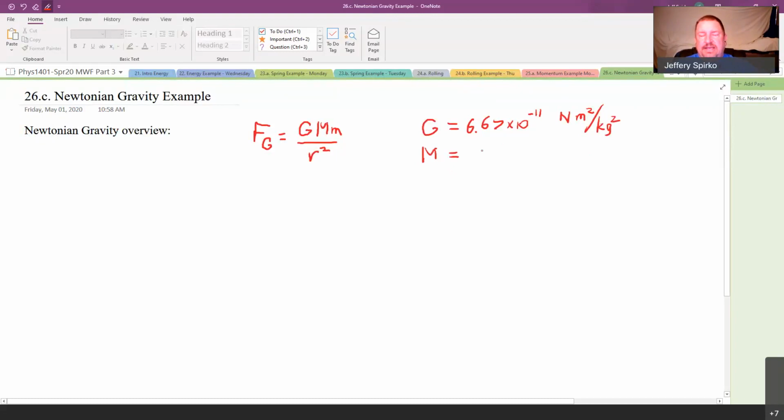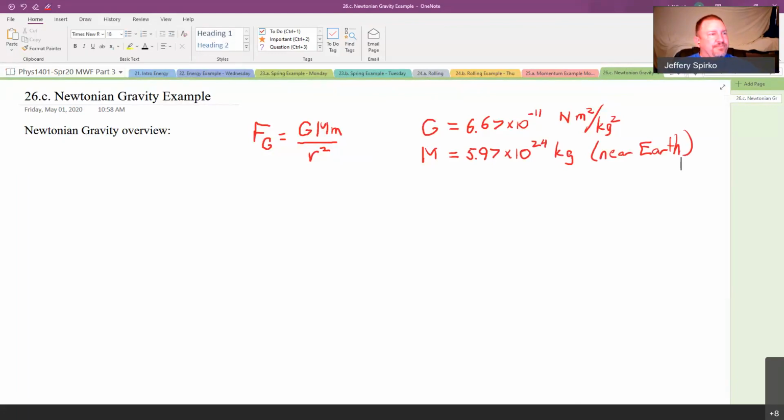Capital M is the mass of the planet or the moon or the sun. So I'll look up the mass of Earth here. The mass of Earth is 5.97 times 10 to the 24th kilograms.